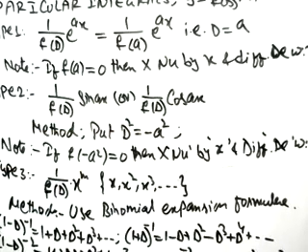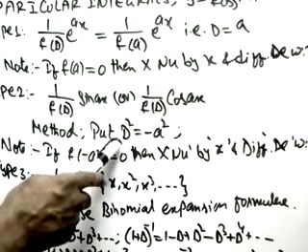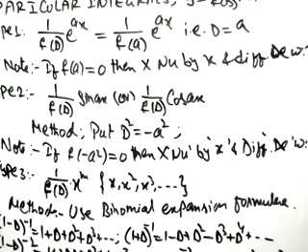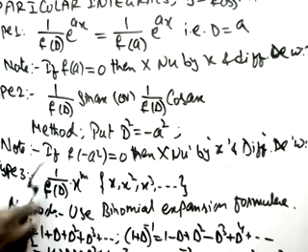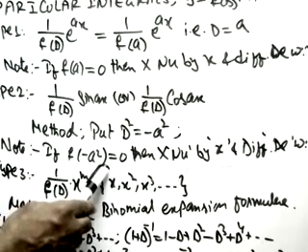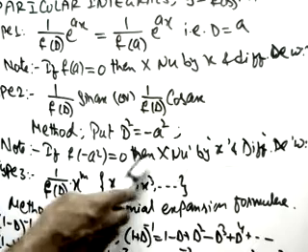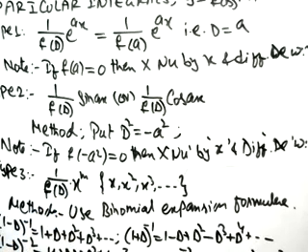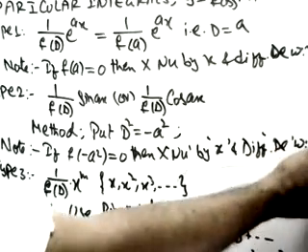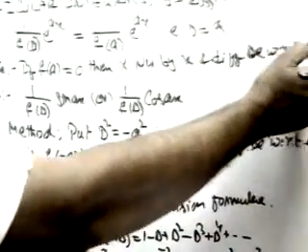Now, type 2 is when we get sin ax or cos ax. Then the method, which we have done in questions already, is to put D square equals minus a square. In the same way, if f of minus a square equals 0, this is not defined. Therefore, multiply the numerator with x and differentiate the denominator with respect to D.